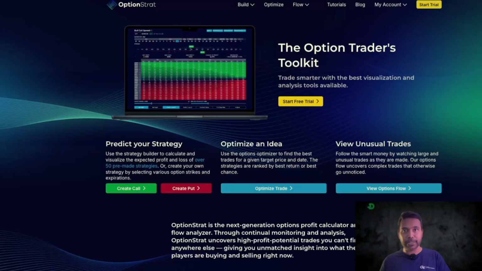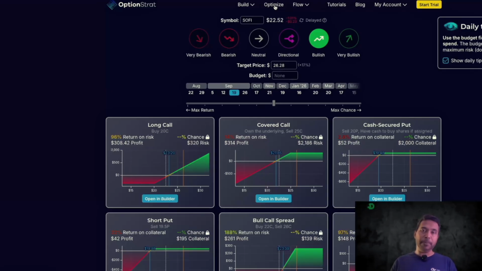Hello guys, welcome back. So I'm gonna tell you how you can quickly find out the options trade, right? And for that, I use a site, and let me just go to my screen and I'll tell you. So this is the site that you can use, OptionStrat.com, right? So once you go here, you will see something called optimize, right? Click on that optimize, and that's gonna pull you this screen.